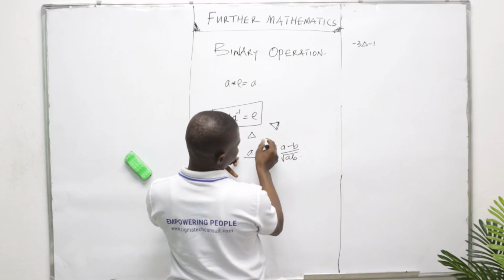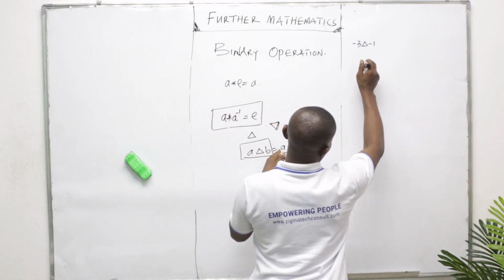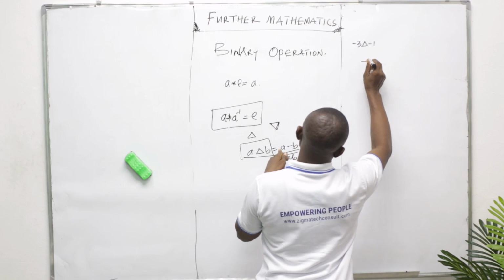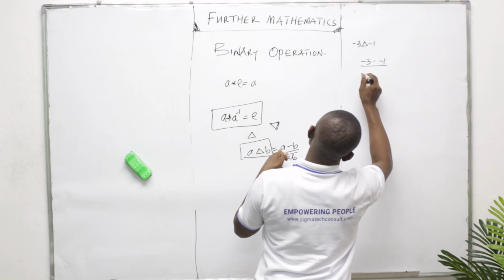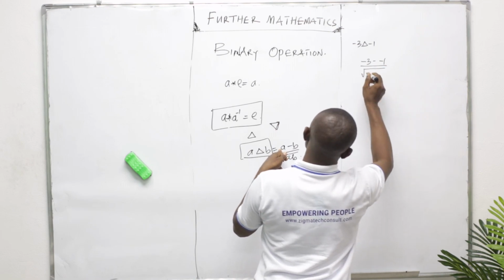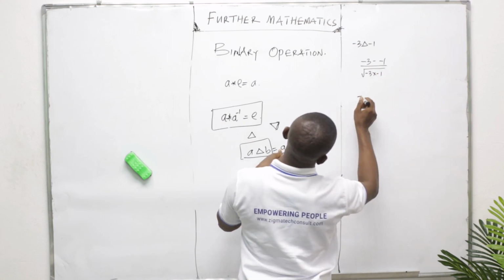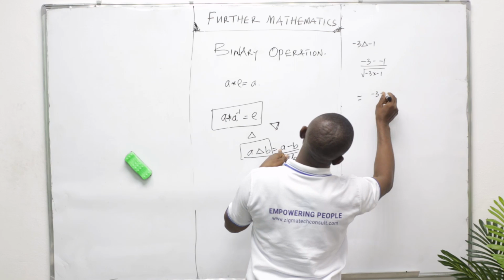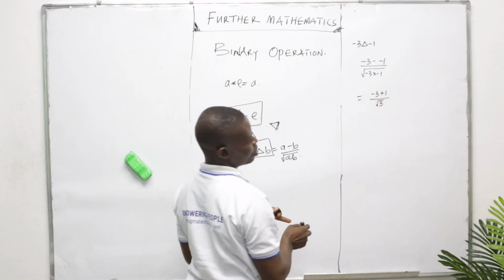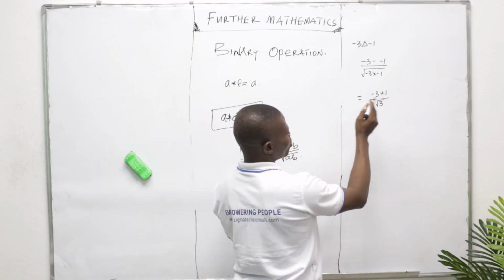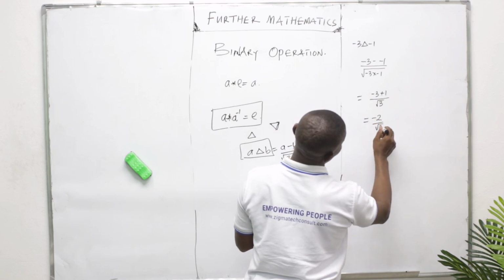Remember, don't consider this anymore. Go with your formula. So the first number here is A. I write minus 3 minus 1, okay? All over square root of minus 3 times minus 1. This will give me minus 3 plus 1 all over root 3. Minus 3 plus 1 will give us minus 2 all over root 3.